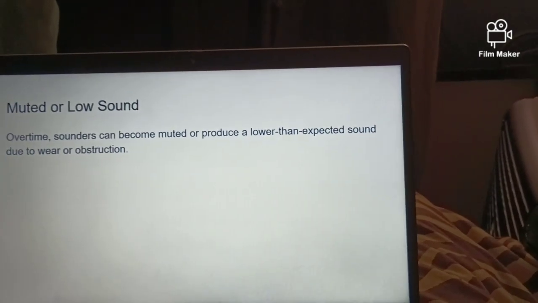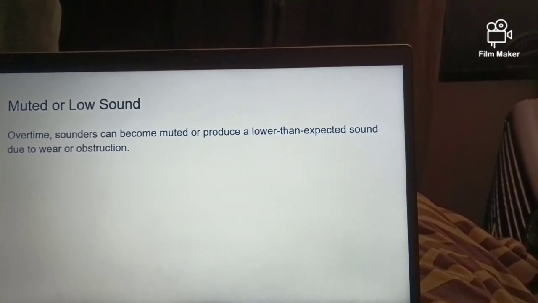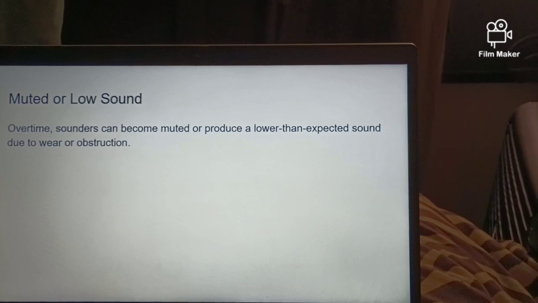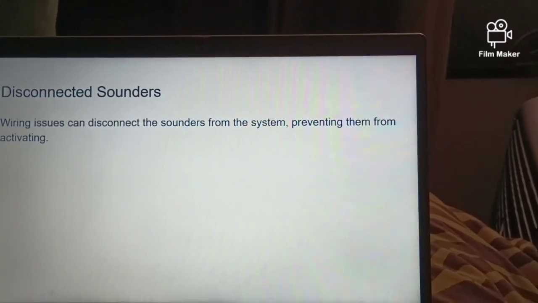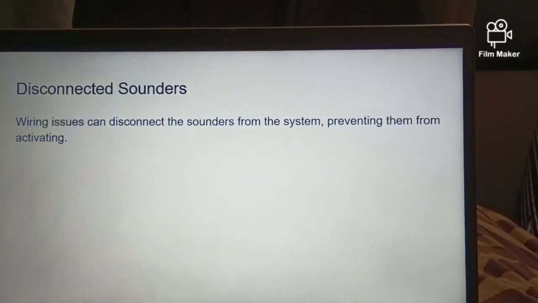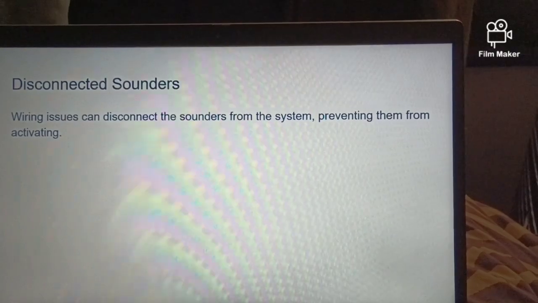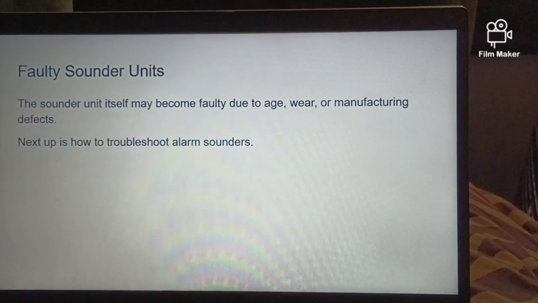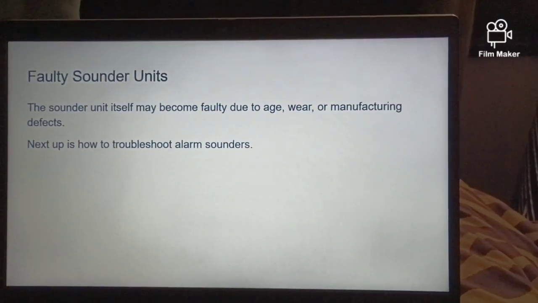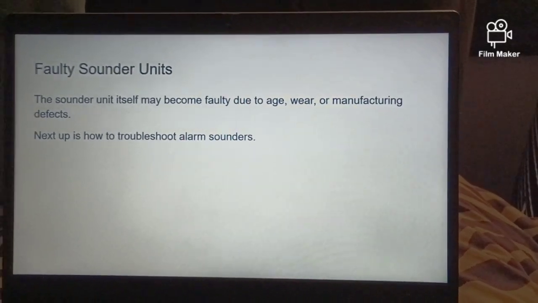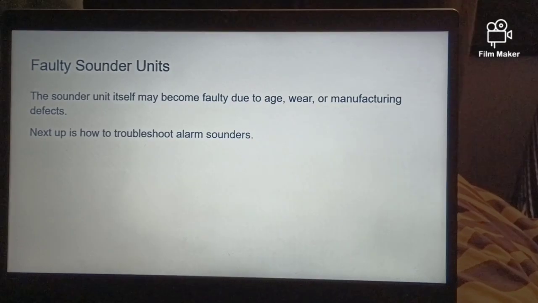Muted or low sound. Over time, sounders can become muted or produce a lower than expected sound due to wear or obstruction. Disconnected sounders. Wiring issues can disconnect the sounders from the system, preventing them from activating. Faulty sounder units. The sounder unit itself may become faulty due to age, wear, or manufacturing defects.